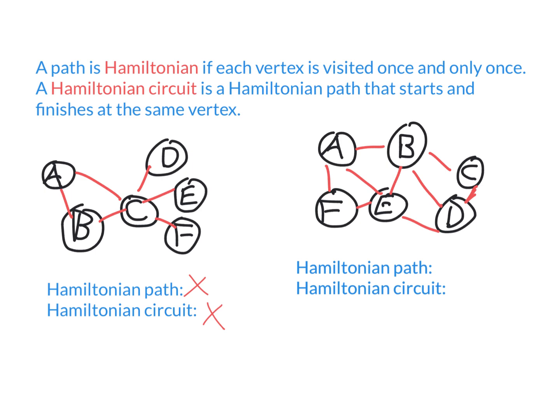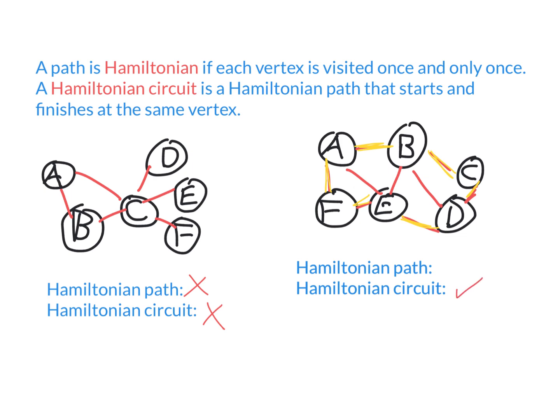On the other hand, in this network, a Hamiltonian path and a Hamiltonian circuit are both possible. So let's look at a Hamiltonian circuit. So we can go starting at A to B to C, D, E, F, and A. So this is a Hamiltonian circuit. The reason is I visited each of the vertices. The only one I visited more than once was the one where I started and finished, A. So this is a Hamiltonian circuit.